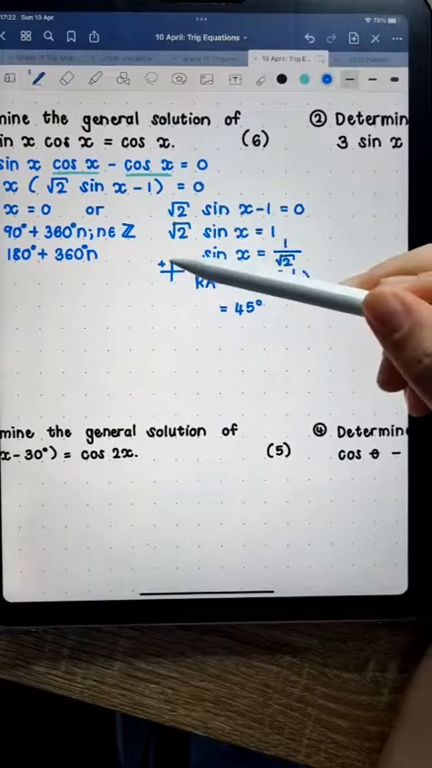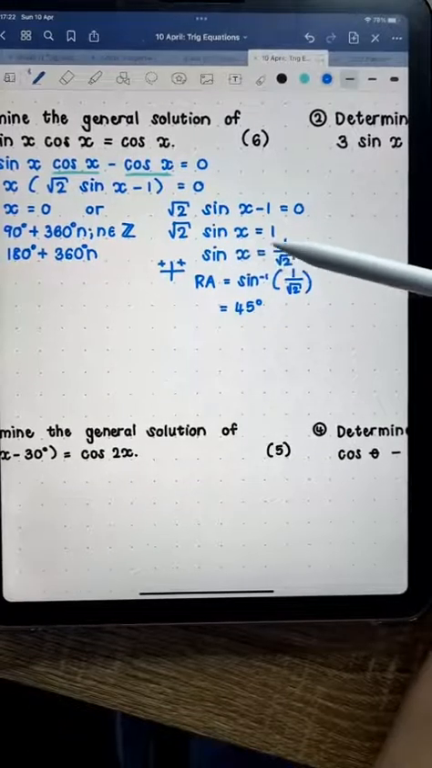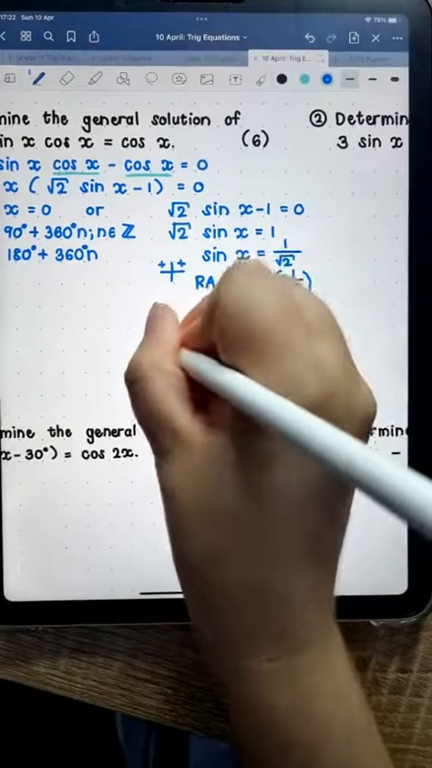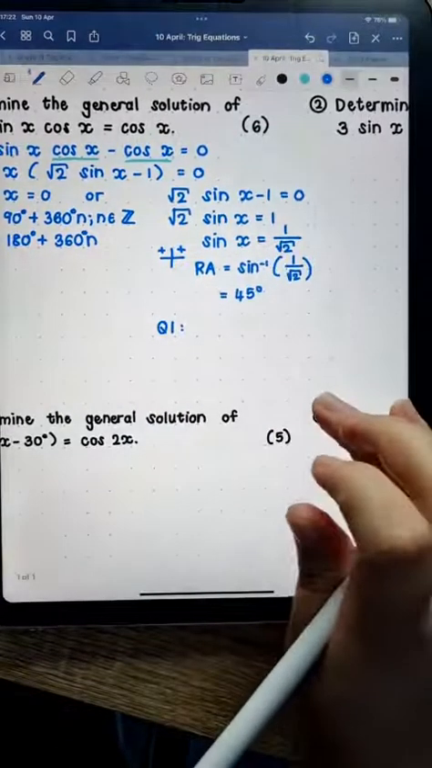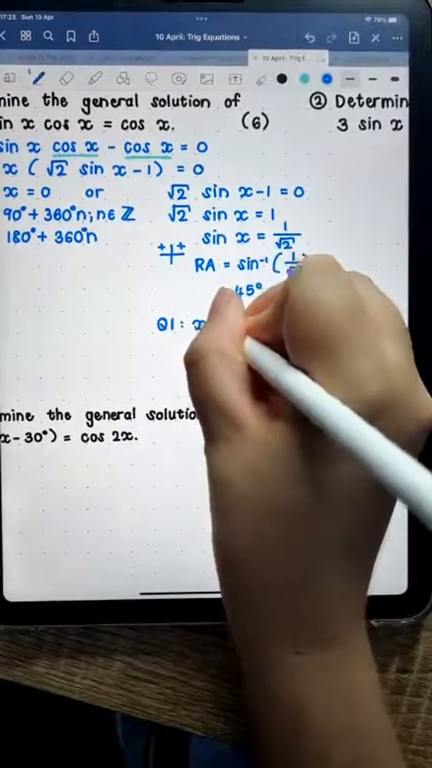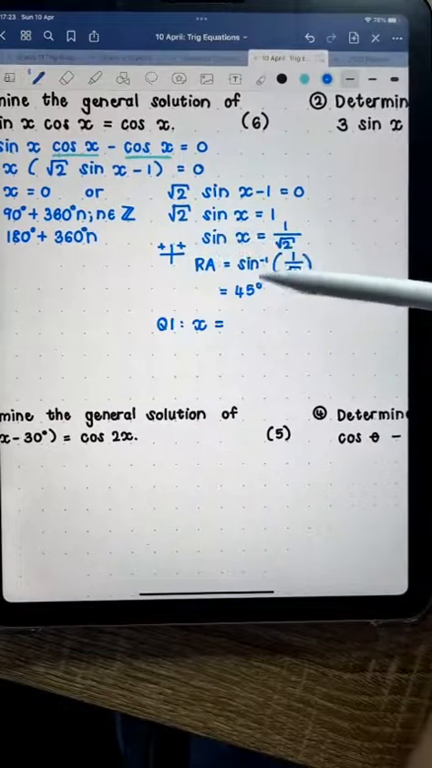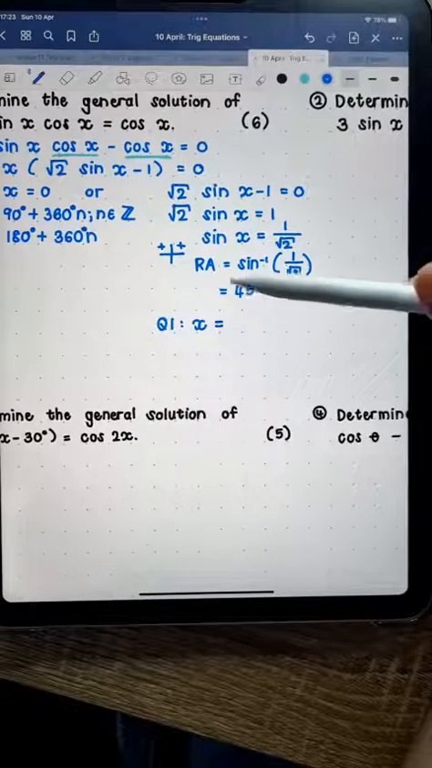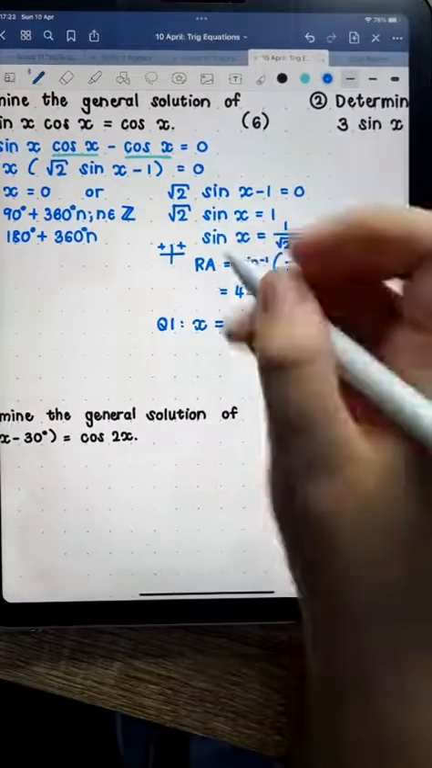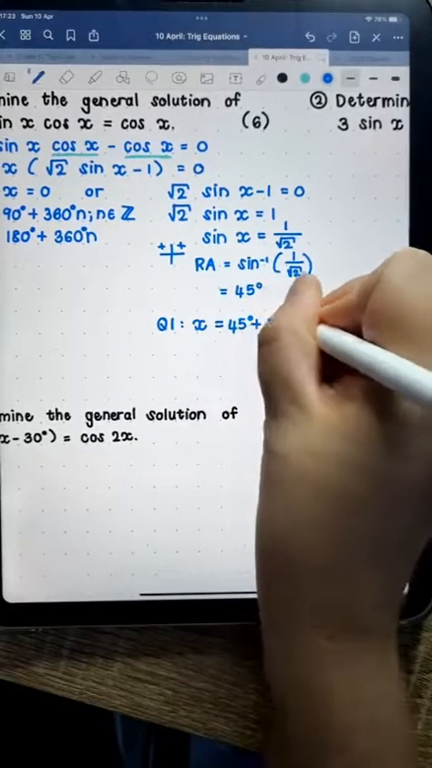So now, guys, we need to do a quadrant 1 solution, because in the first quadrant, sine of any angle will be positive, but then we need to do a second quadrant solution as well. You don't have to write Q1, but I usually do, just to keep track of what I'm working with. So quadrant 1, we're going to say x is equal to, and in the first quadrant, you just work with your reference angle. So in the first quadrant, it's just going to be 45. I hope that we all agree that 45 degrees is an angle in the first quadrant. So we're just going to say 45 degrees plus 360n.